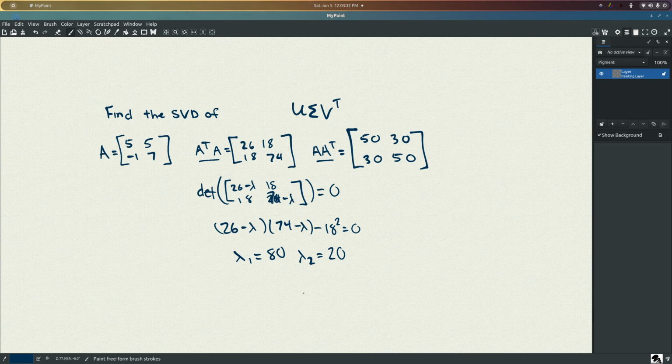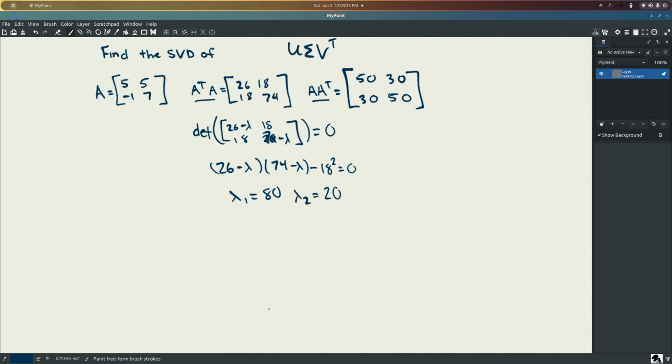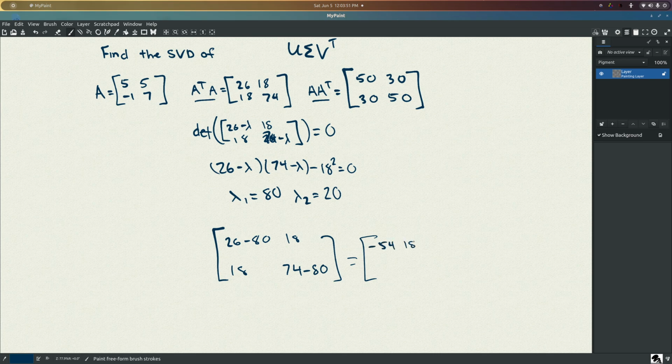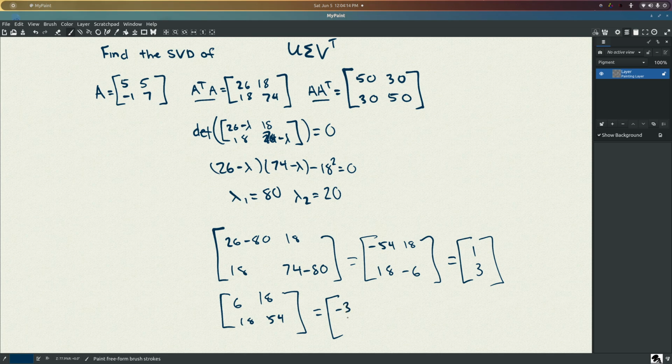Okay, so let's solve for our eigenvectors. The first is 26 minus 80, 18, 18, 74 minus 80, and this turns into negative 54, 18, 18, negative 6. Obviously this corresponds to the eigenvector 1, 3. For lambda 2, we get 6, 18, 18, 54 using the same subtraction from ATA, and we get the eigenvector of negative 3, 1. So now we have our eigenvectors.